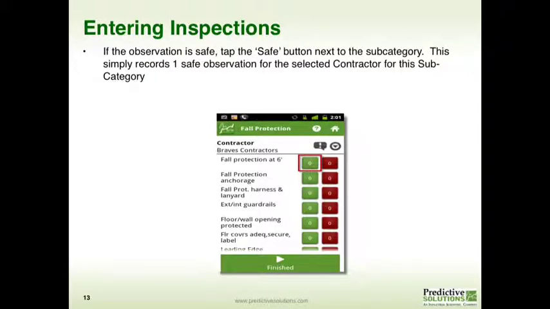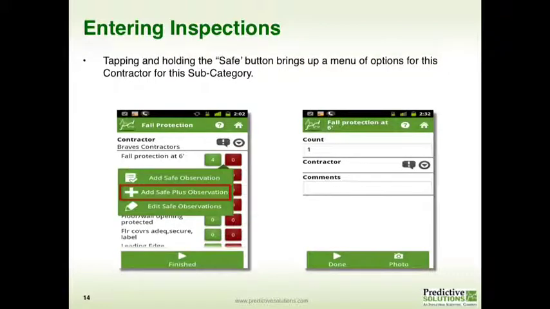If you want to simply add a safe observation, click on the green Safe button next to the subcategory that you want to observe. Once you click the Safe button, it will add one safe observation for the selected contractor for the selected subcategory. Another way to add a safe observation is by tapping and holding the Safe button. This will present you with a menu of options. From this menu, you can simply add a safe observation. You can also do a Safe Plus observation, or you can edit an existing safe observation.